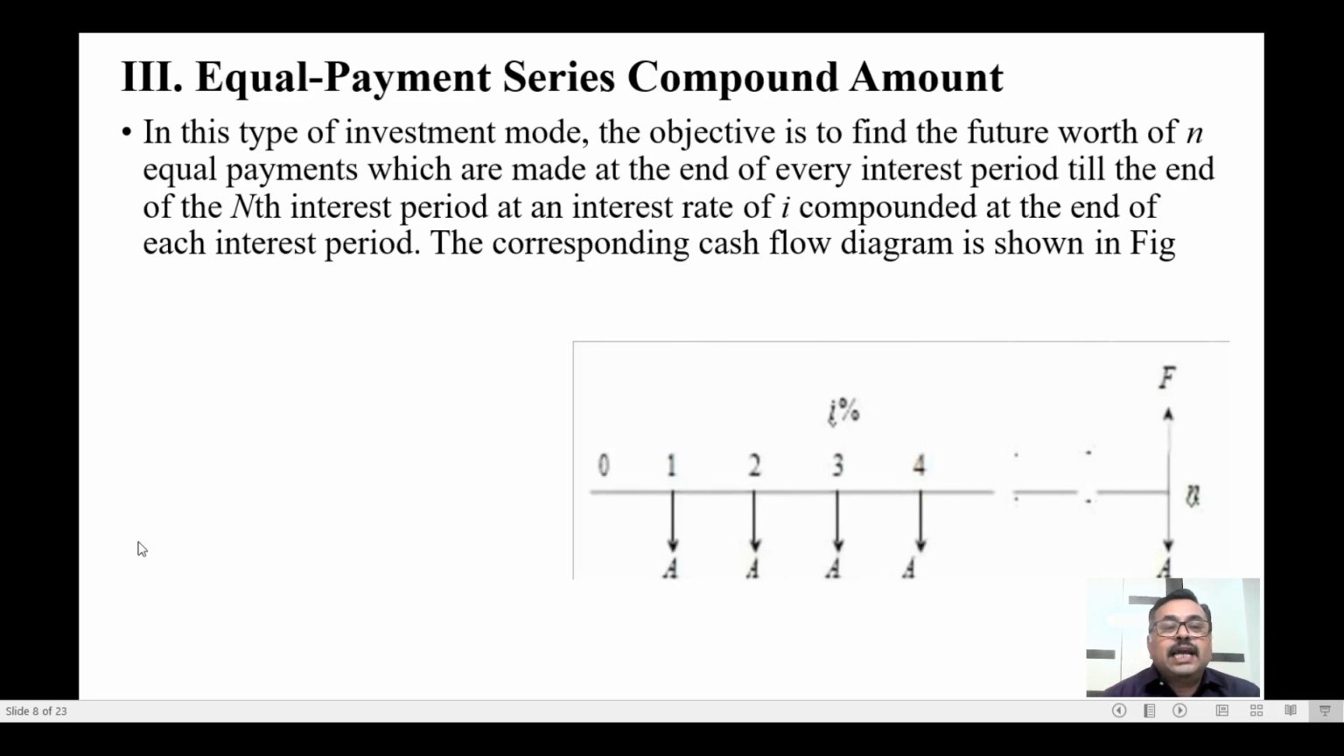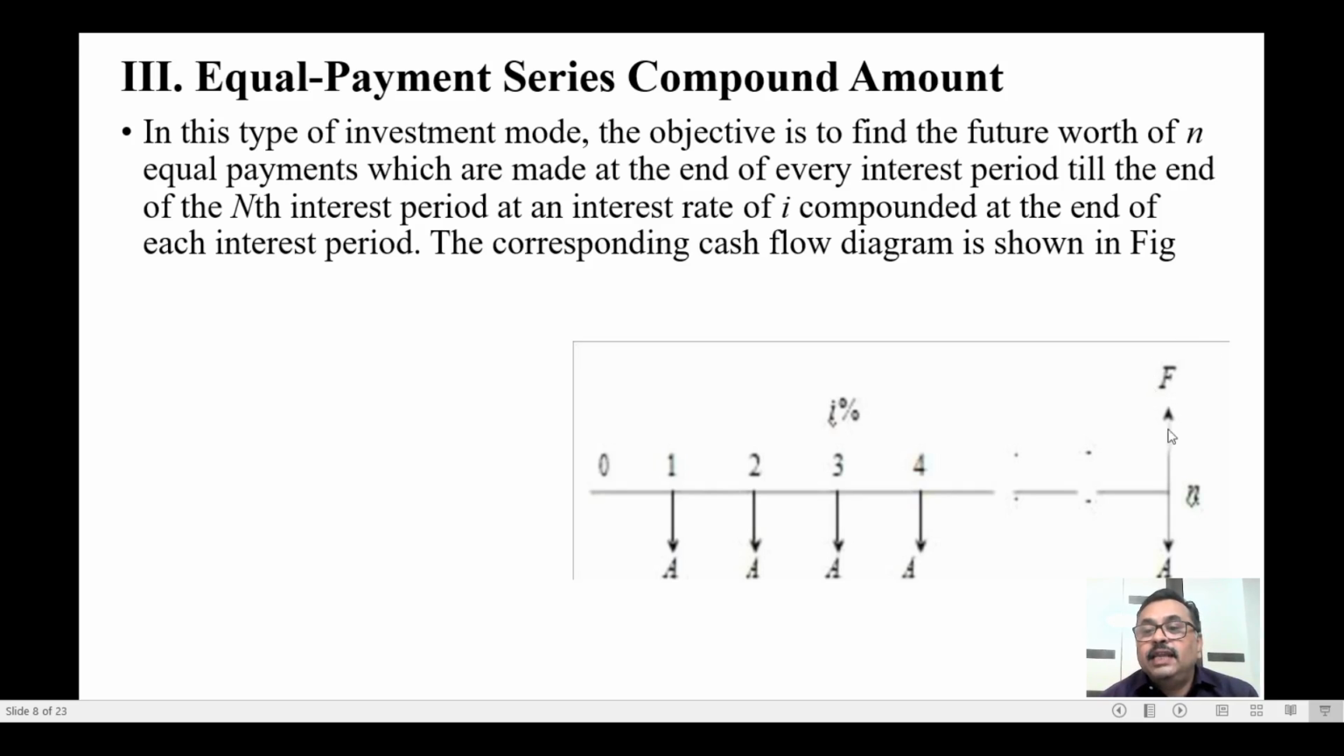As you can see here in the cash flow diagram, at the 0th year there is no investment. First year we are investing some amount. The amount which you are investing in the first year, second year, third year, fourth year is equal. There is no change in the amount A that you are depositing. A is the amount that you are depositing every year or every month, whatever the time period is. Some interest rate is being given, and what is the future amount that I am going to get.